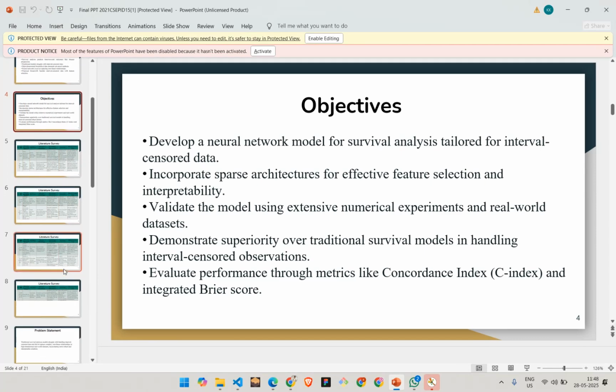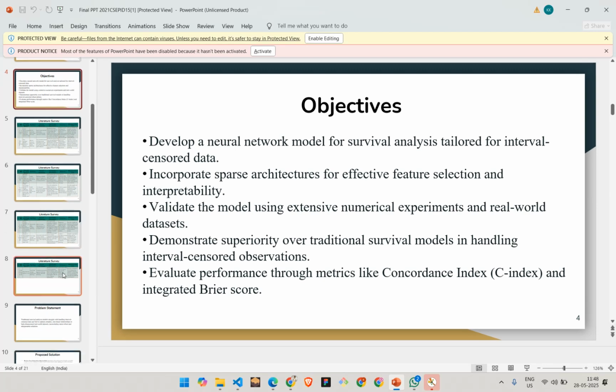We built a neural AFT model using deep learning, and some of its features are that it predicts survival time directly from features without needing the exact event time, and it uses a neural network to capture non-linear patterns that traditional methods miss. And it also supports interval censored data, making it applicable to real world cases like patient tracking and maintenance schedules.